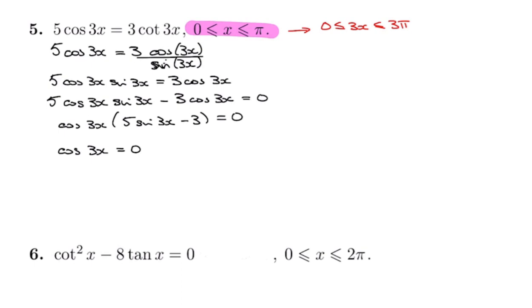Cos of 3x equals 0, or sine of 3x equals 3/5. Right, now this first one, cos of 3x equals 0, you should be able to state that 3x equals pi over 2, because you know what the cos graph looks like. Where does the cos graph hit 0? It's pi over 2, 3 pi over 2, and 5 pi over 2.